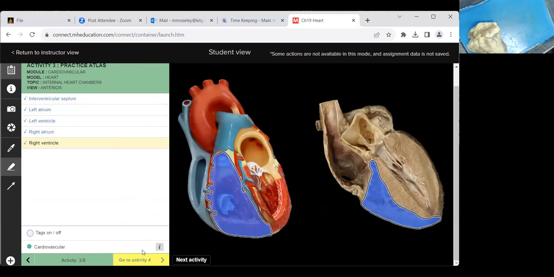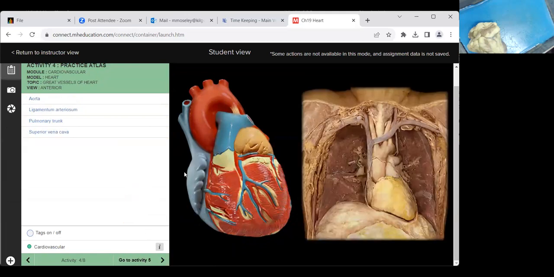And that's one of the reasons I really like these APR assignments. We can also see where the heart is in space. I guess we'll just go and click through there.